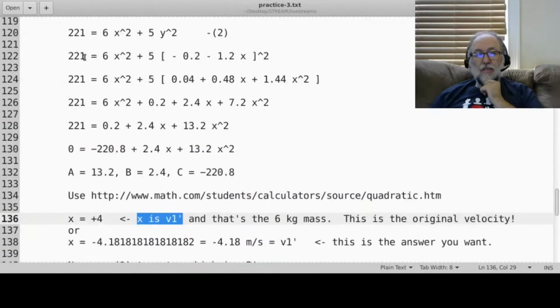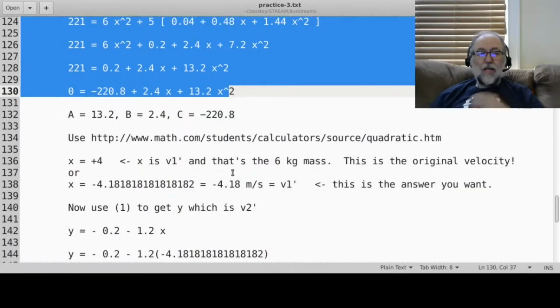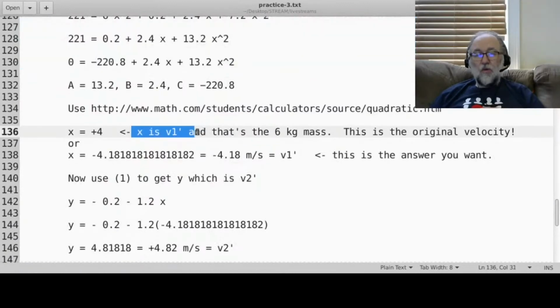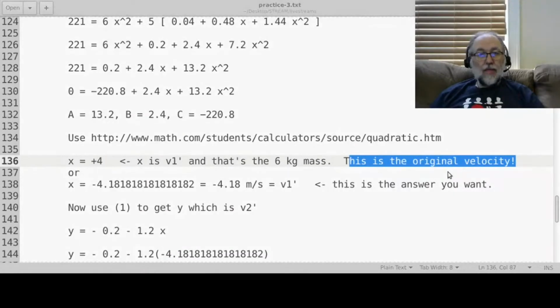The reason I did this is that it would have been so messy to have v1 primed everywhere instead of x. That's the only reason. So x is really just v1 prime, which means v1 primed is equal to plus 4, but that's the original velocity. One of the solutions reproduces the original velocity, the 6 kilogram mass moving at 4 meters per second to the right. It's not that the solution is wrong, it's just not the solution you want, because the collision didn't occur.